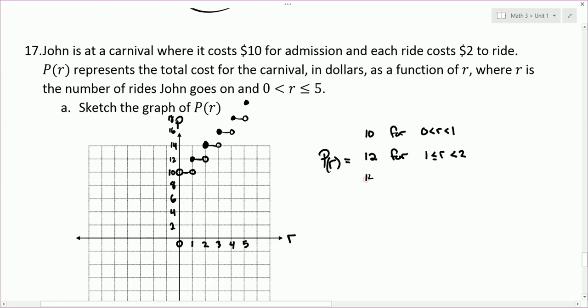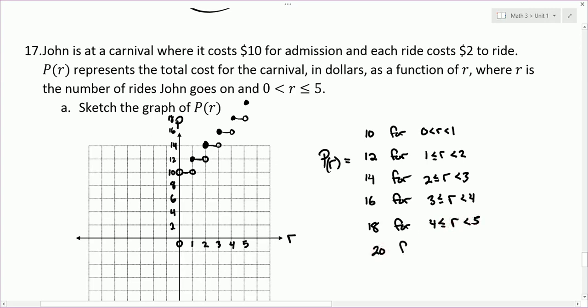And then 14 for 2 less than or equal to R less than 3. 16 for 3 less than or equal to R less than 4. 18 for 4 less than or equal to R less than 5. And 20 is just a point. So that's for R equals 5. So we can view this step function as separate pieces there.